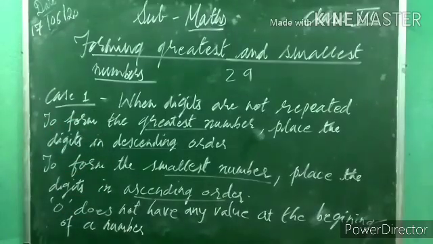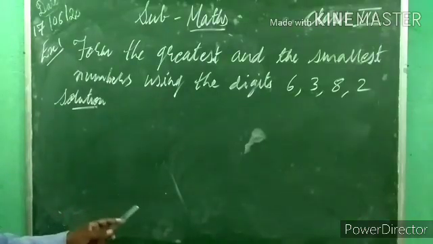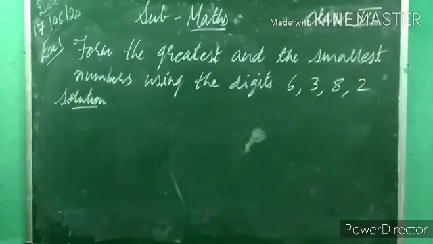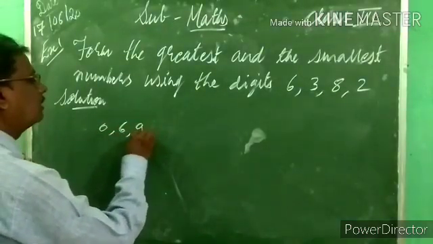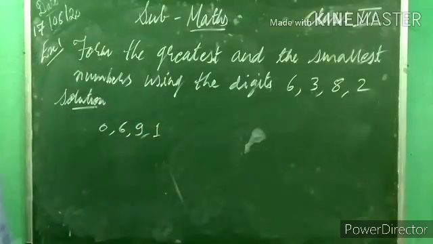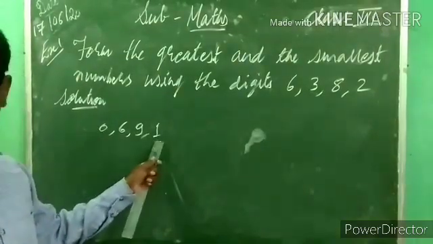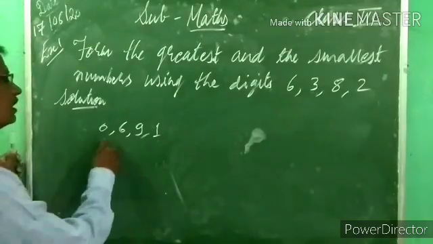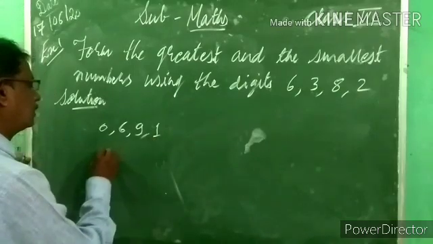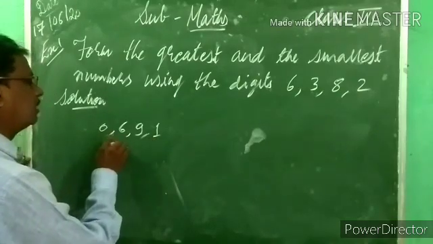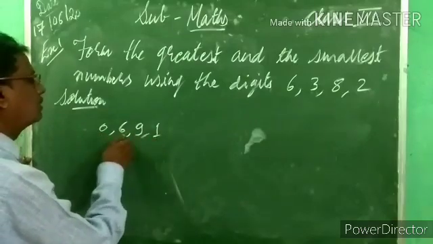Case first. And again, one thing you have to keep in mind: if 0 is one of the digits, the smallest number is formed differently. Suppose in the question 0, 6, and 9, 1 are given. If 0 is one of the digits, for the smallest number, after 0 which number is there? 1. While writing the smallest number, after 0, 1 is present. So don't write 0, 1 in this way, even though we have to go in ascending order. But 0, 1, 6, 9.